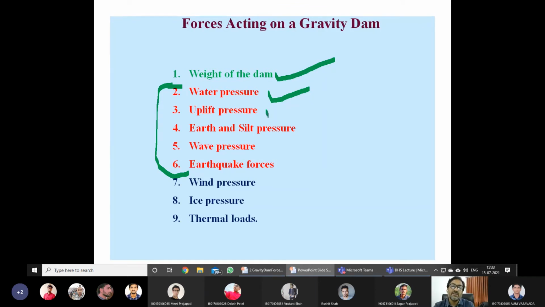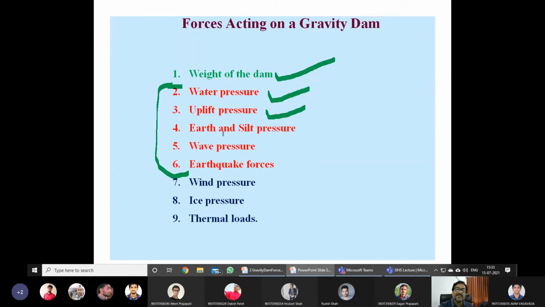Uplift force is when water is seeping through, and it exerts an upward force. This is a vertical force, and it reduces the total weight of the dam, the net weight of the dam, because this is upward and the weight acts downward. So uplift pressure eventually reduces the net weight of the dam. This makes the dam structure unstable. The seeping water exerts a force which is called the uplift pressure.